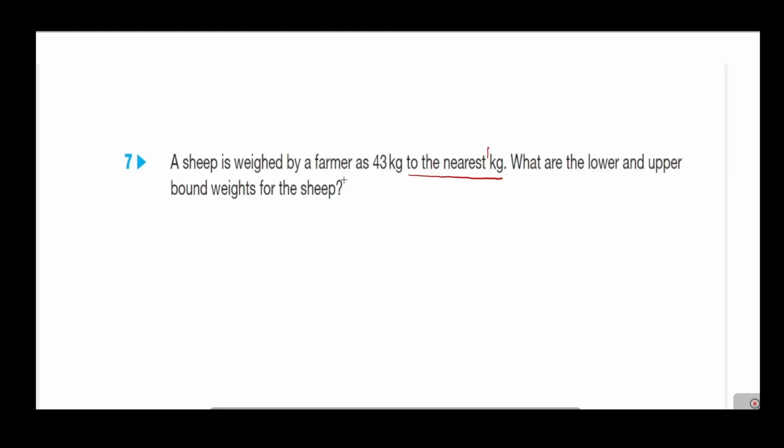A sheep is weighed by a farmer as 43 kg to the nearest 1 kilogram. The 1 is normally not written in the question, but we should know that it is 1 kg. It is measured to the nearest kg, 1 kg. Then let's take 1 divided by 2. It becomes 0.5. Then the upper bound becomes 43 plus 0.5, which becomes 43.5.